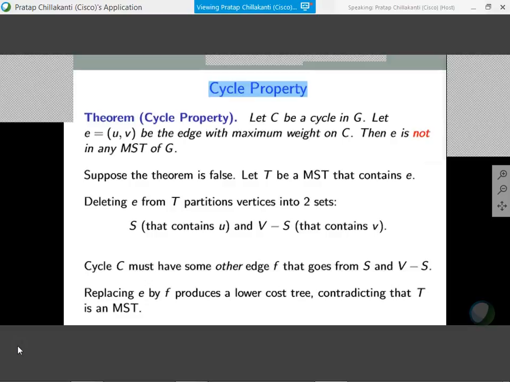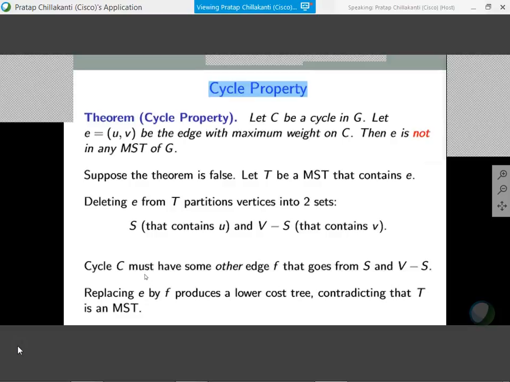So when you're deleting E from T, what you're doing is you're using the cutset property here, right? Deleting E from T partitions vertices into two sets. One is a set S that contains U, and then you have the V minus S that contains the rest of the vertices. Okay.